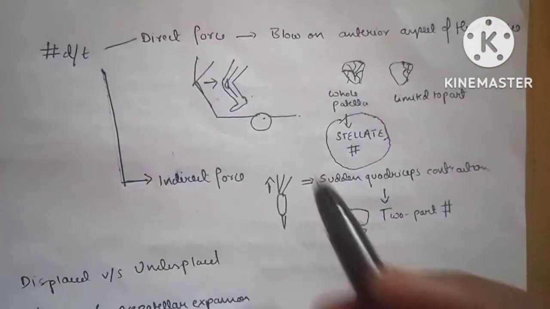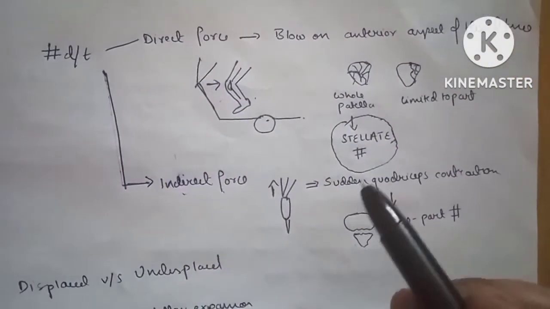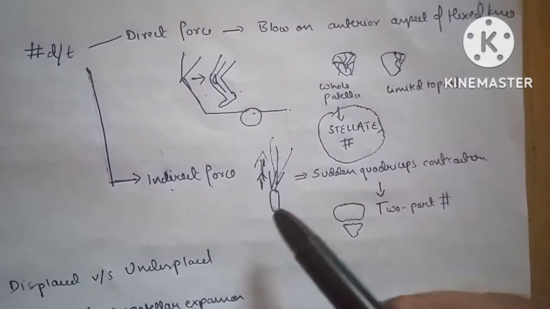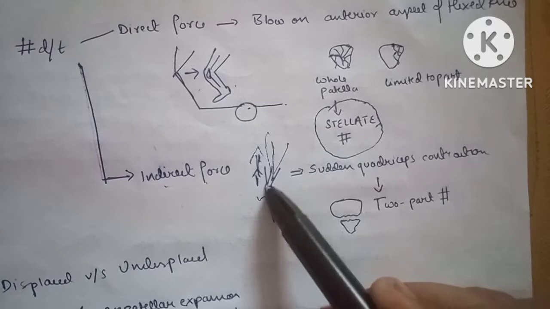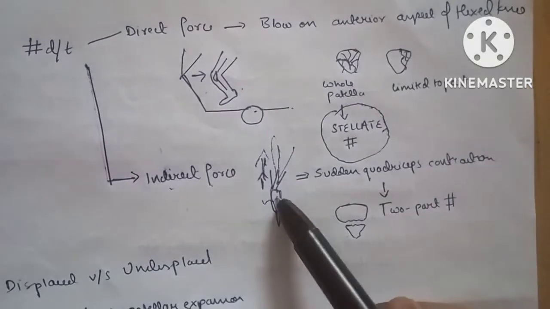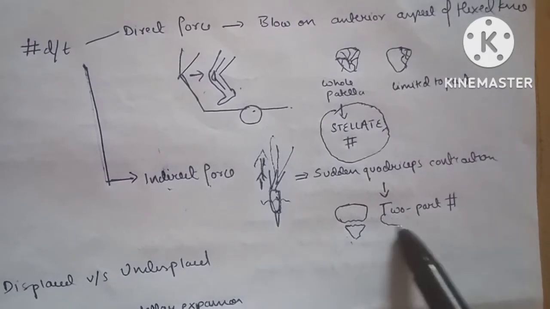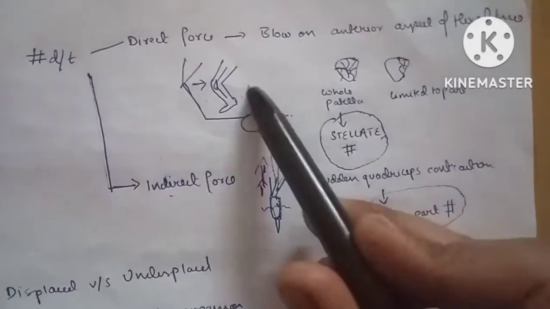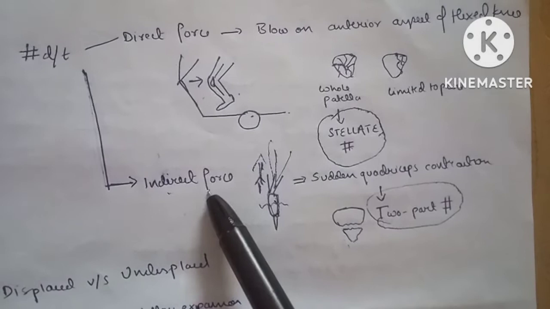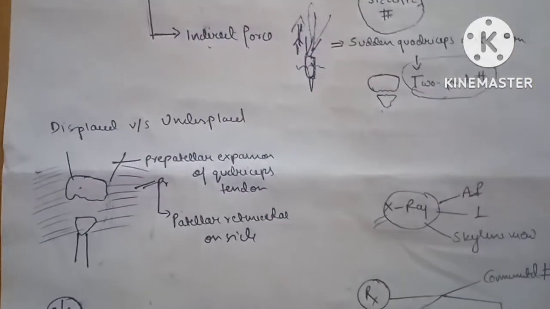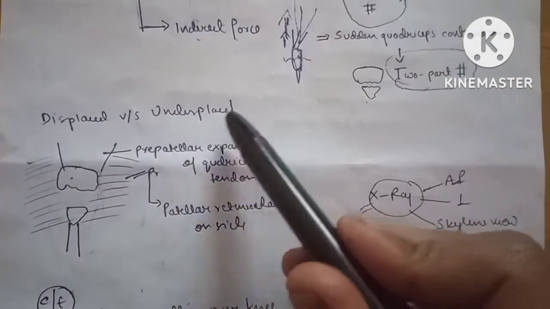The patellar fracture can also occur due to indirect force. When there is a sudden contraction of the quadriceps muscle, it leads to a transverse fracture in the patella running from one side to the other, dividing the patella into two parts, and it is known as a two-part fracture. So a direct force causes a stellate fracture and an indirect force can cause a two-part fracture of the patella. The patellar fracture can be either displaced or undisplaced.